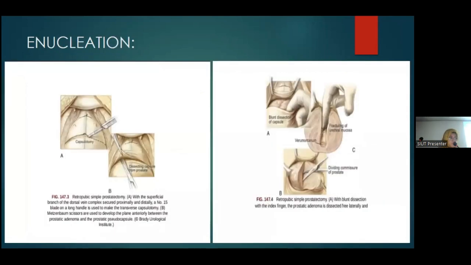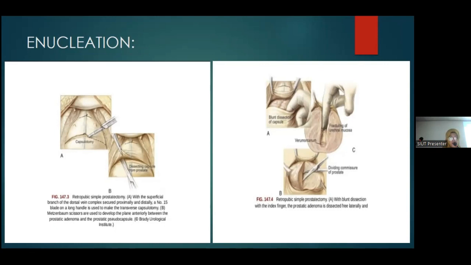Now the enucleation. For the enucleation of the prostate, a transverse incision is given approximately 1.5 to 2 centimeters distal to the bladder neck, and then with the help of the Metzenbaum scissors, the plane between the prostatic capsule and the prostatic adenoma is created. When the sufficient plane is created, then blunt dissection is started with the help of the index finger, freeing the adenoma both laterally and posteriorly.